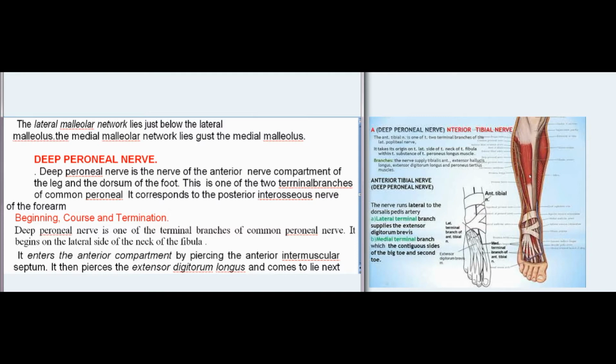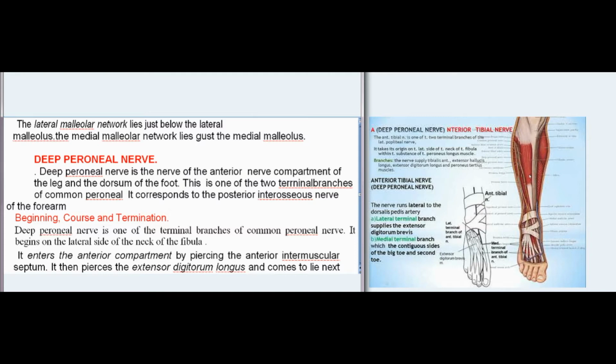Deep peroneal nerve. Deep peroneal nerve is the nerve of the anterior compartment of the leg and the dorsum of the foot. This is one of the two terminal branches of the common peroneal. It corresponds to the posterior interosseous nerve of the forearm. Beginning, course and termination. Deep peroneal nerve is one of the terminal branches of the common peroneal nerve. It begins on the lateral side of the neck of the fibula.